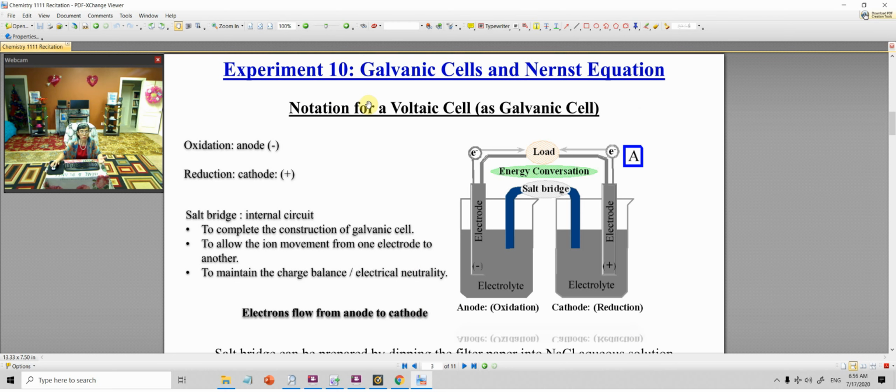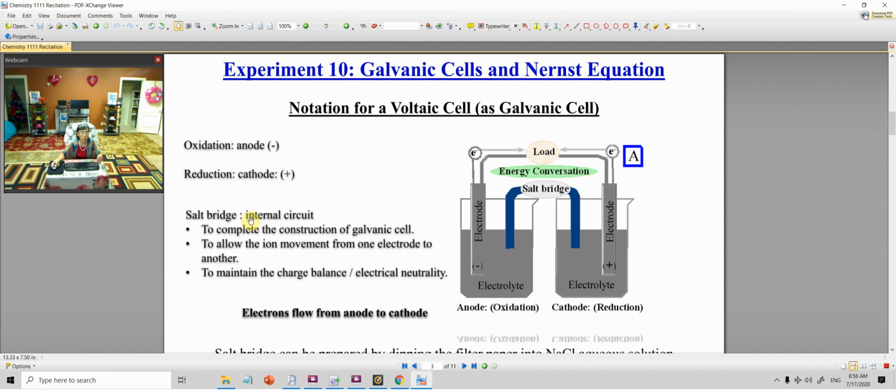Followed by, we want to know what's the notation for the voltaic cell. So the voltaic cell is one type of galvanic cell. So again, cathode you use positive, anode you use negative. Cathode is reduction, anode is oxidation.